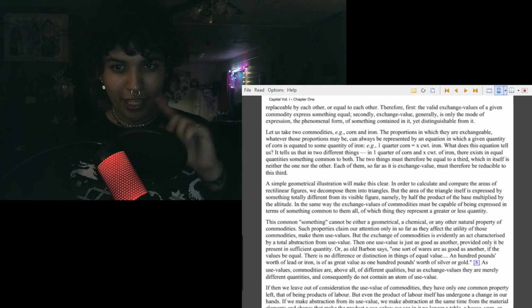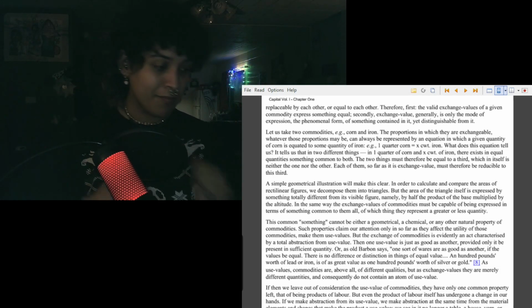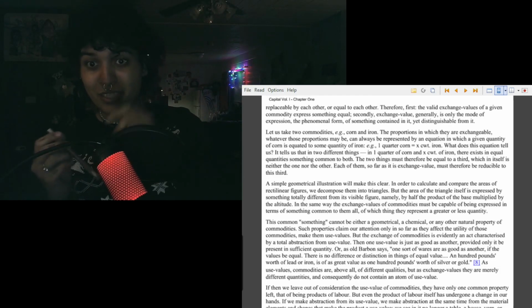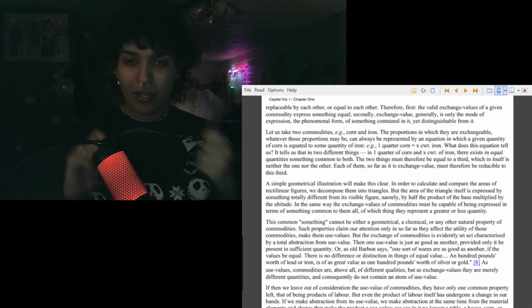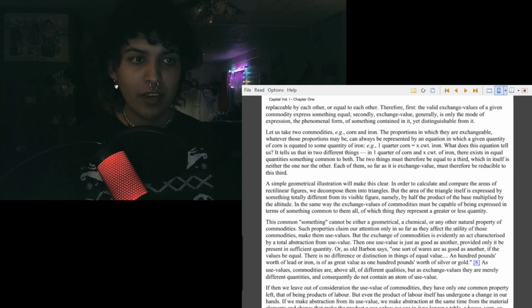Okay, so everything he listed equals the same. They're all worth the same. Okay, so one pen, so this is wheat, and now this is gold. They're worth the same. A quarter. Money. They're worth money. Therefore, first, the exchange value of a given commodity expresses something equal. Secondarily, exchange value generally is one of the modes of expression, the phenomenal form of something contained in it, yet distinguishable from it.